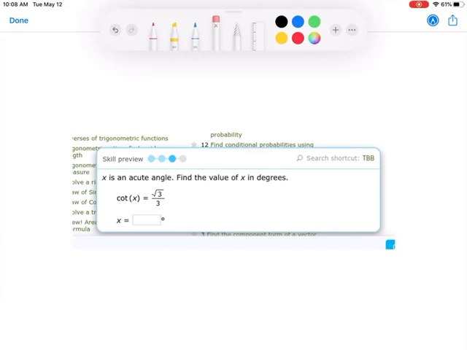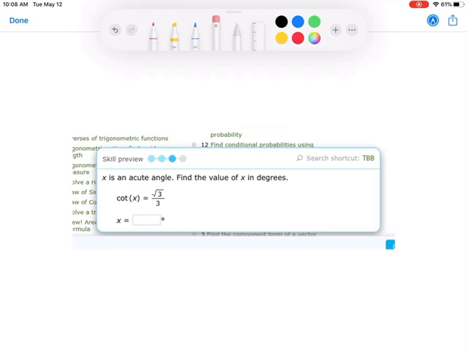Okay, geometry. So here's our first problem, R6, R7. I'm just doing the skill preview ones that come with those things. So let's take a look. It says X is an acute angle, which means it is less than 90 degrees. And it says find the angle.